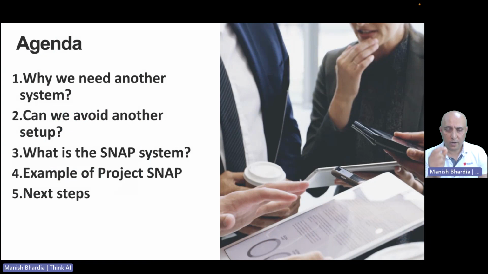So what are we going to cover in this session? First, why another system? Don't we have enough that we need another system? Can we avoid it? In case we want to have it, what is Snap? An example of it, and what are the next steps?